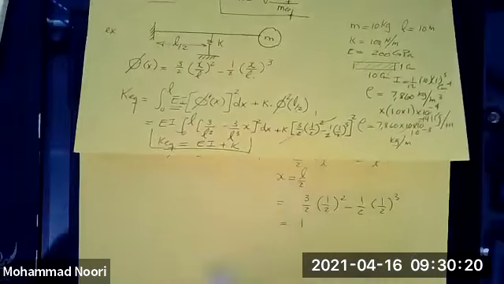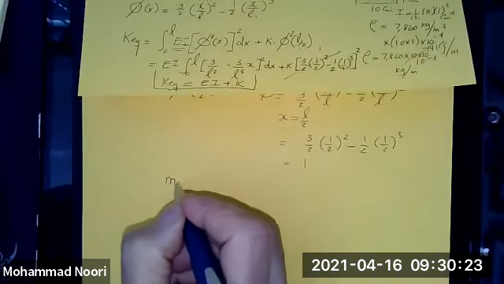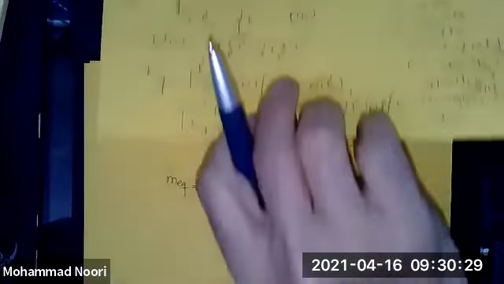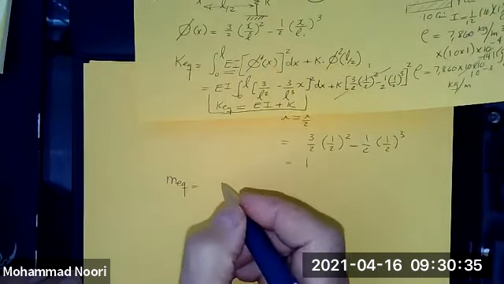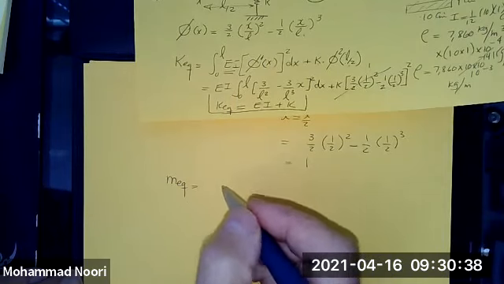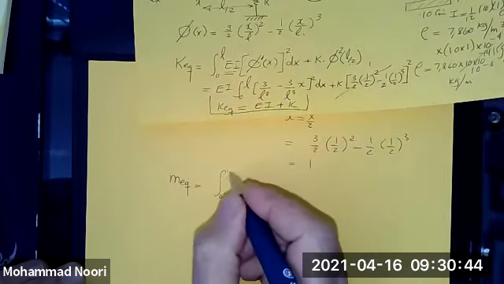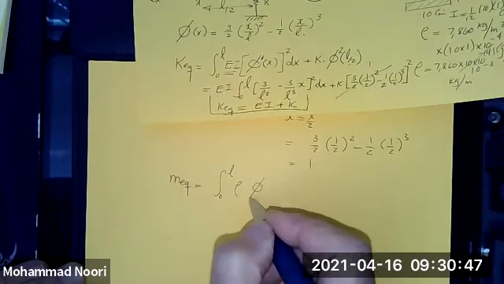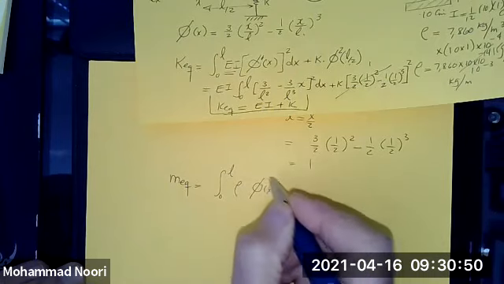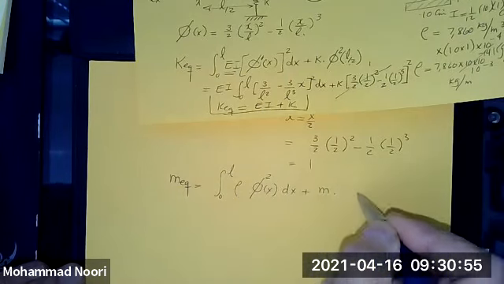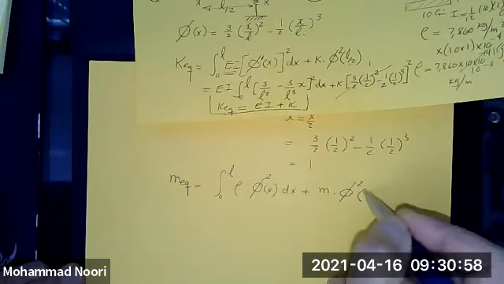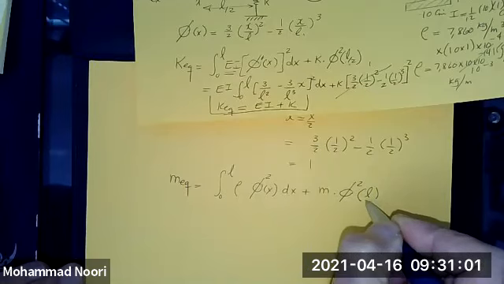So that's K equivalent. You do the same thing for mass equivalent using this equation. I will write that down. You have mass equivalent. You have only one lumped mass here. So you have the integral from 0 to L of rho phi of x squared dx plus that lumped mass times phi squared evaluated at the location of that mass, which is L.